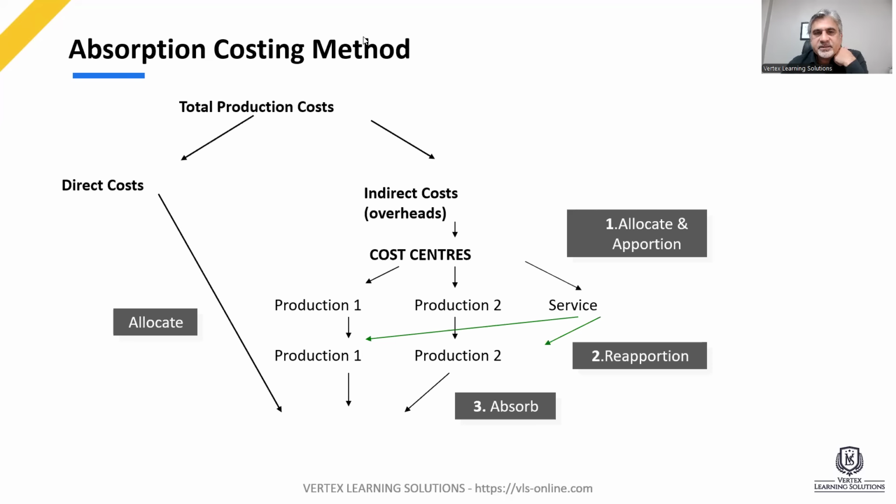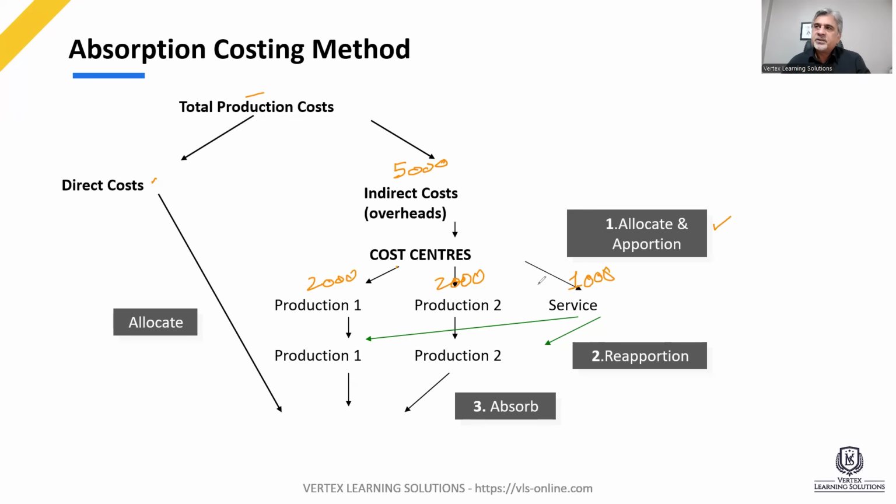So we said that this is the process of overhead absorption, where you had this total production cost, you divide them into direct cost and indirect cost, which are overheads. And then we said that for these indirect cost overheads, first, in stage one, you allocate and apportion. So you divide your total overheads. Let's suppose your total overheads are 5,000. So you say, okay, out of this 5,000, 2,000 goes to production department one, 2,000 goes to production department two, and 1,000 goes to the service department.